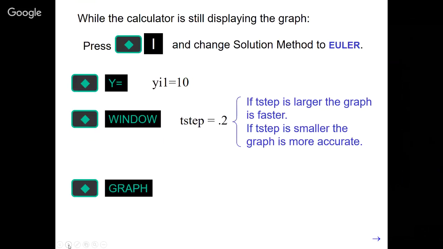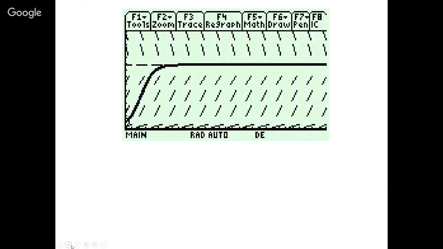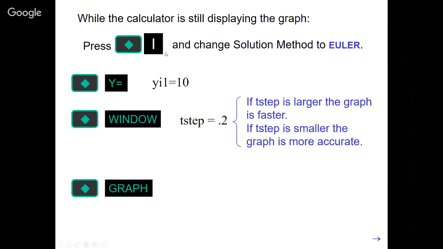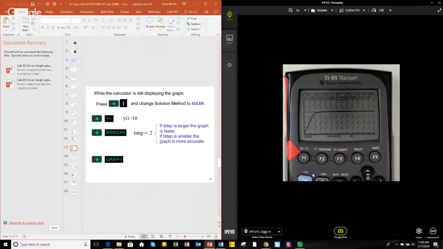If the t-step is larger, the graph will go faster. If the t-step is smaller, the graph is more accurate, as we mentioned, because that's delta x in effect. All right. And I went ahead because I have a tendency to do that. And that's what the graph looks like. But if we go back, I want to make sure that it's using Euler's method. So let's go back to our calculator. So I'm going to hit escape here.